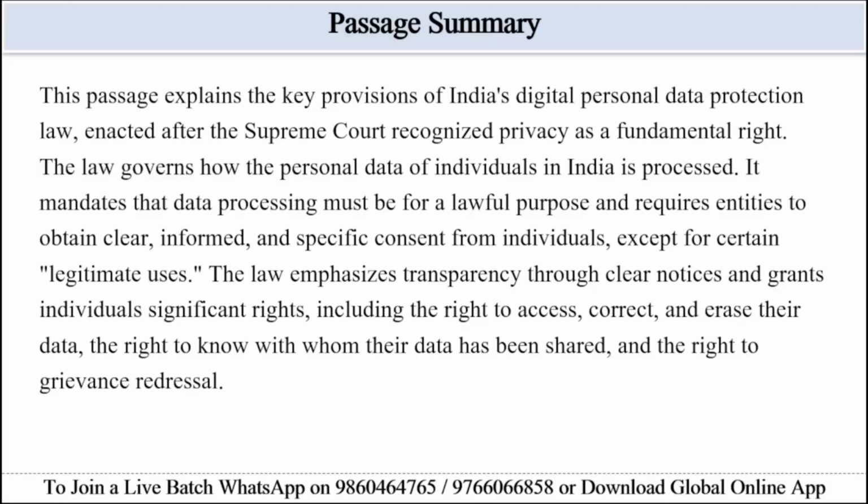The law emphasizes transparency through clear notices and grants individuals significant rights, including the right to access, correct, and erase their data, the right to know with whom their data has been shared, and the right to grievance redressal.